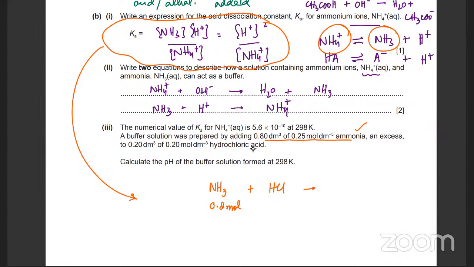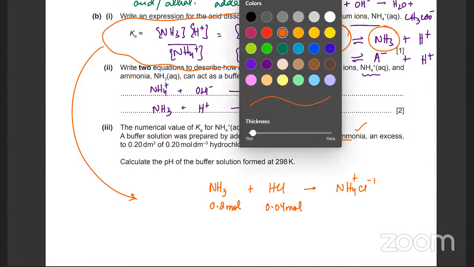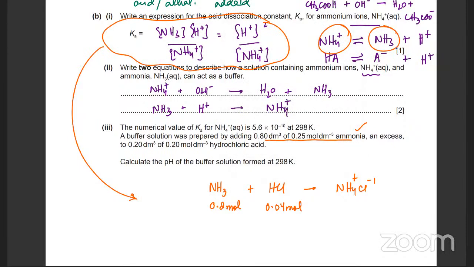And ammonia plus HCl is going to produce ammonium chloride, which is NH4Cl, which is basically NH4 plus 1, Cl minus 1. 0.04. So this is 0.04 moles, right? So which one is in excess? Yeah, so ammonia is in excess. 0.04 is going to react with 0.04. So that means 0.16 moles are left, right? Is that clear?